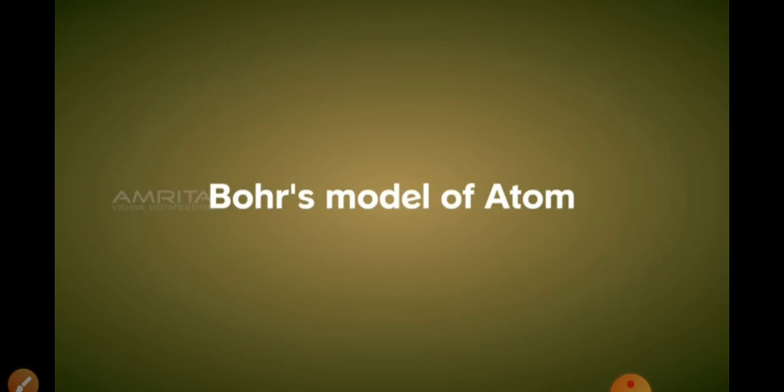He explained very nicely the structure of the atom, and the atomic model can be demonstrated with the help of electrons revolving in different shells. He named these shells K, L, M, N, like this. So just watch this video, you will understand the total experiment or the assumptions made by Bohr.